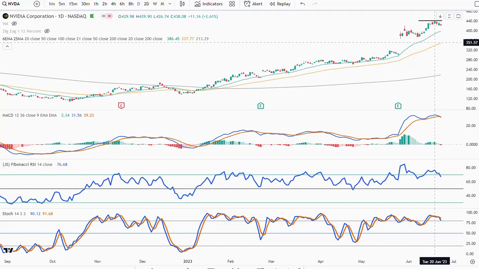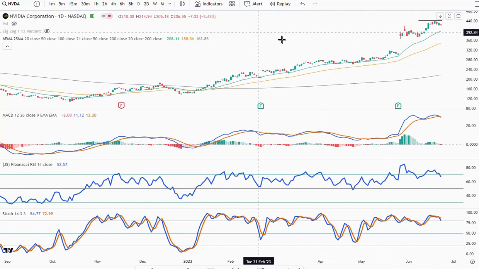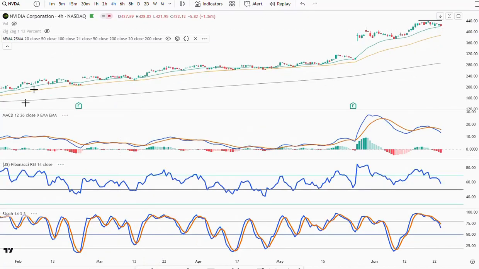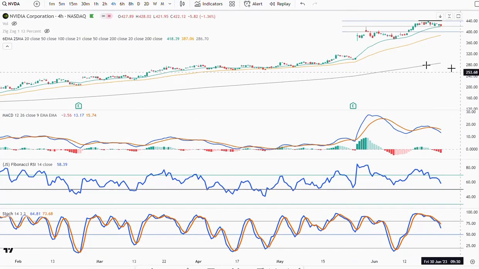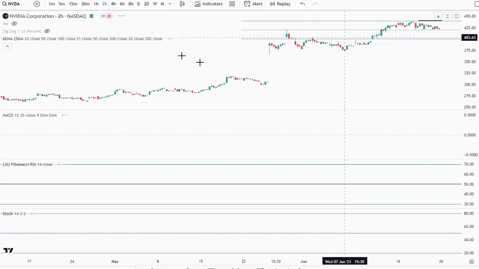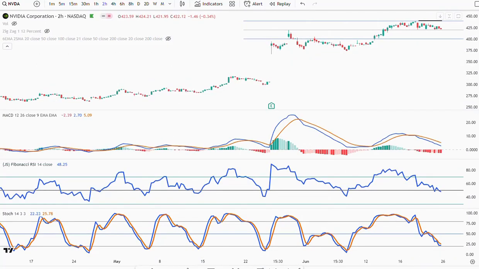So resistance 440, support. If I zoom in like a 4-hour chart, maybe 2 hours, then you'll see the levels clearly. So you can see that it has traded between this level and this level.